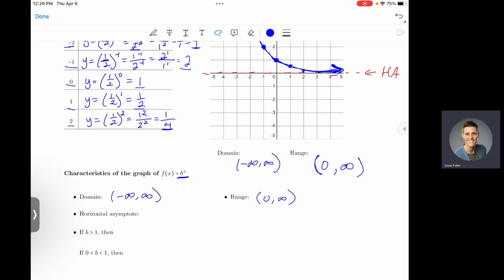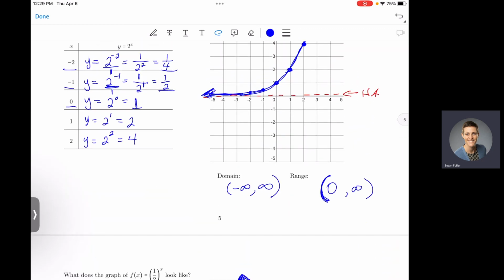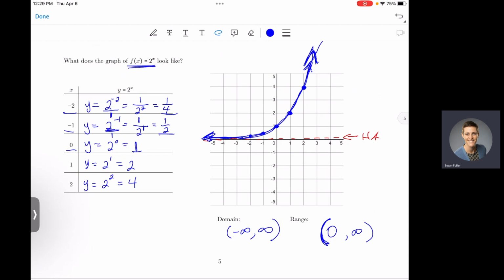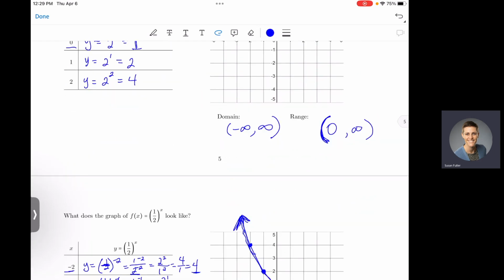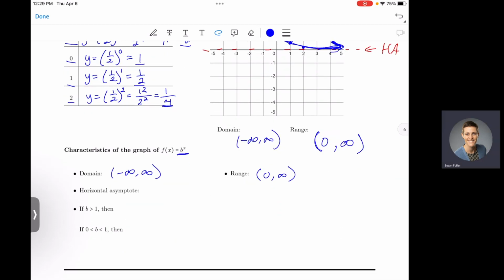These both have a horizontal asymptote, and they actually have the same horizontal asymptote. What's the equation of that horizontal line that's an asymptote for both of these equations? That's right, it is y equals 0.